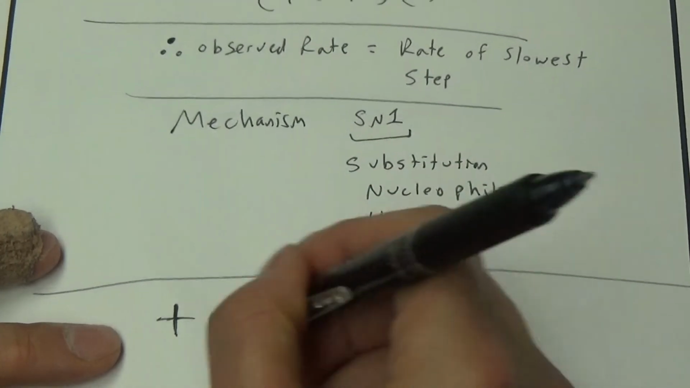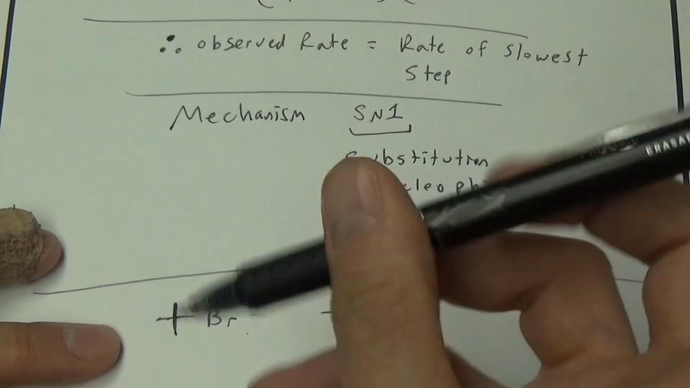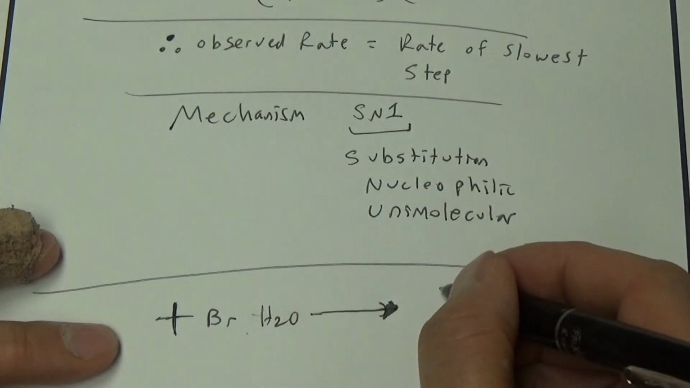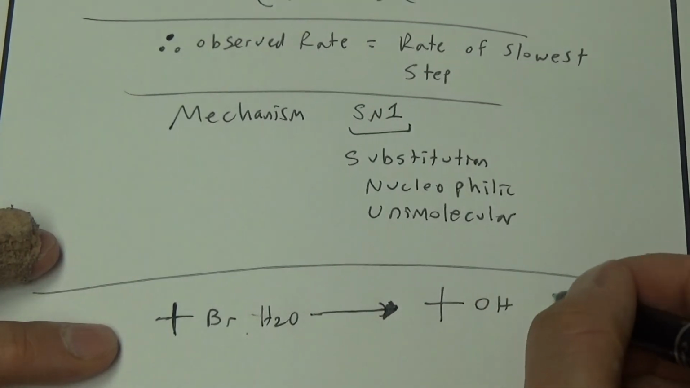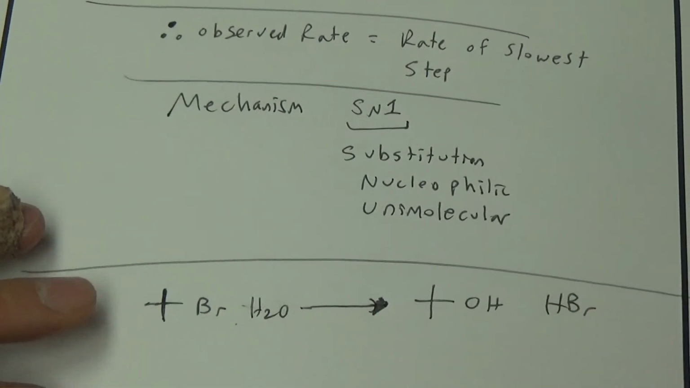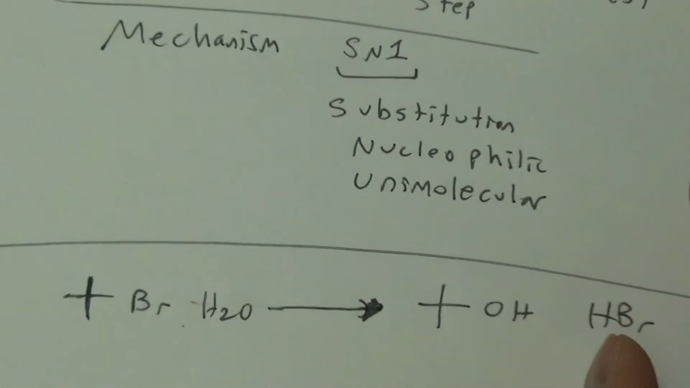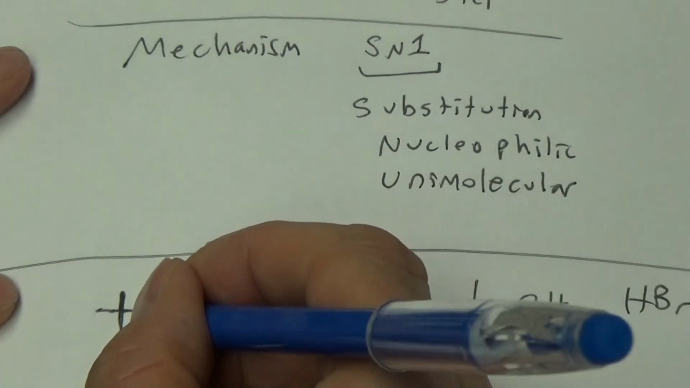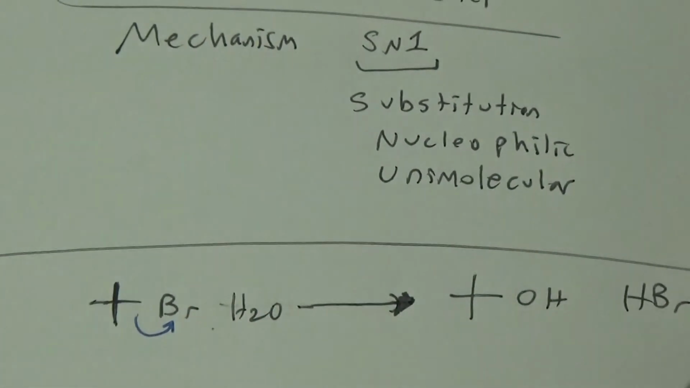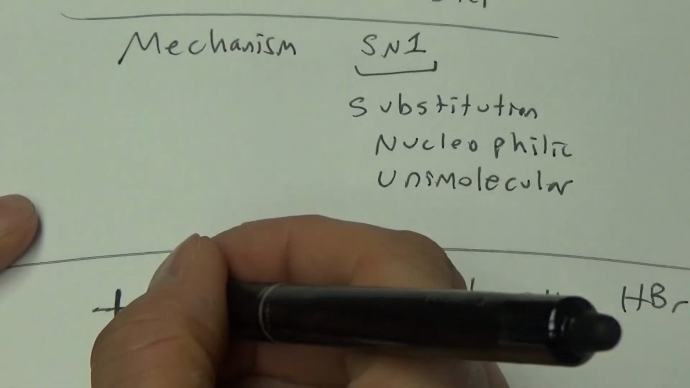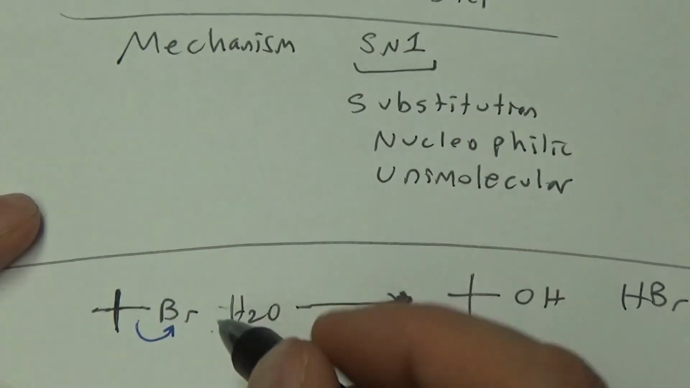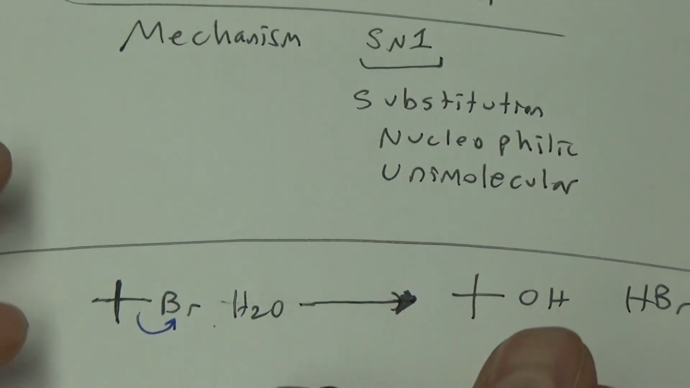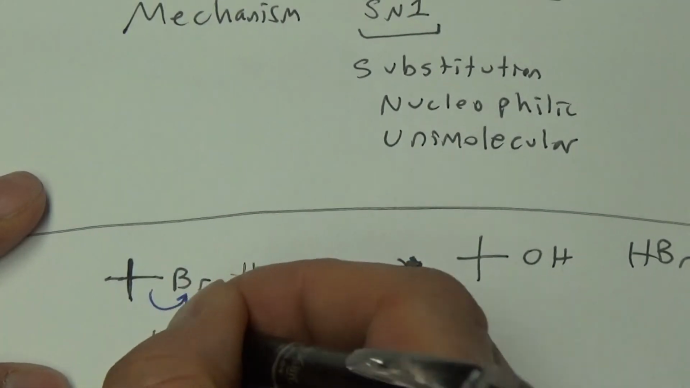So if we're reacting tertiary bromide with water to make tertiary alcohol and HBr, the key thing is that the leaving group goes away. So it kind of falls off initially. The leaving group falls off initially. It's not like the nucleophile kicks it off the way that it did in the SN2 reaction.